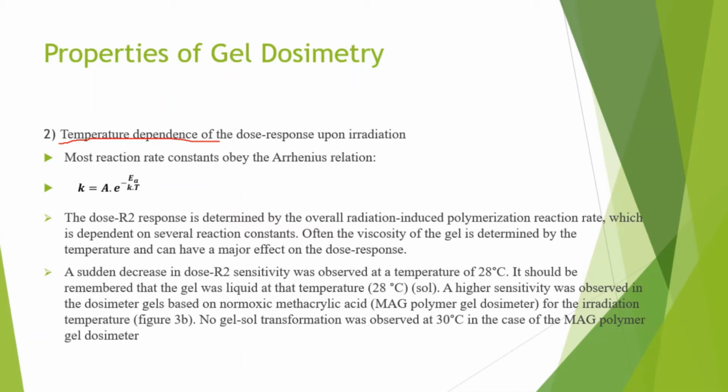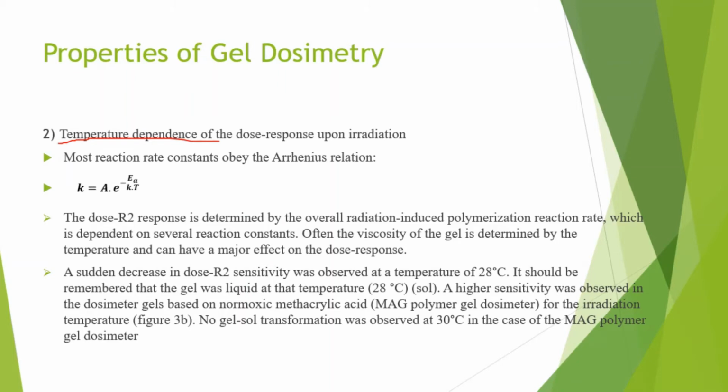So we usually use this Arrhenius relation, where K equals A times e to the power of EA over KT. So the dose R2 response is determined by the overall radiation-induced polymerization reaction rate, which can depend on several constants, such as the viscosity, and the temperature also contributes to a major effect on the dose response.